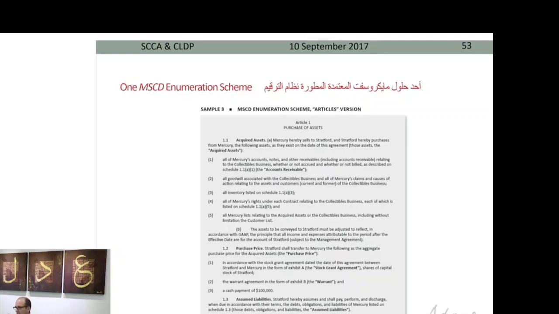With, ta-da, the MSCD enumeration scheme. This is what's in the book. And chapter 4, I think, explains in great, boring detail exactly why this is arranged the way it is, with that as a section, this is one subsection, this is another subsection, and this is one set of tabulated enumerated clauses, this is another set.